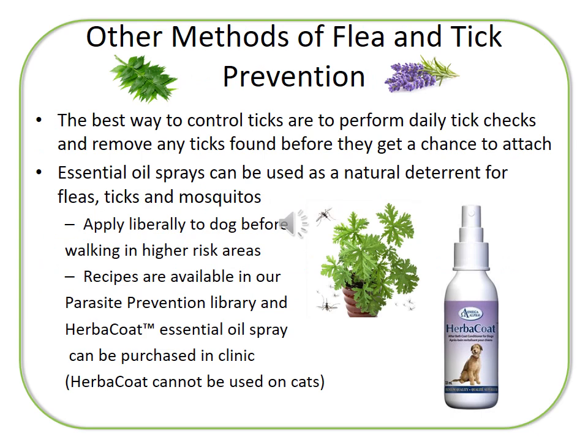The best way to control ticks and prevent your pet from getting Lyme disease is to perform daily tick checks and remove any ticks you find before they get a chance to attach. Essential oil sprays can be used as a natural deterrent for fleas, ticks, and mosquitoes. These should be applied liberally to dogs before walking in higher risk areas. Recipes for essential oil products are available in our parasite prevention library, and Herbacoat essential oil spray can be purchased in clinic.